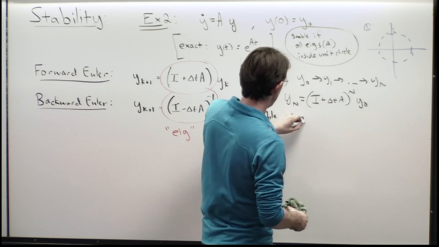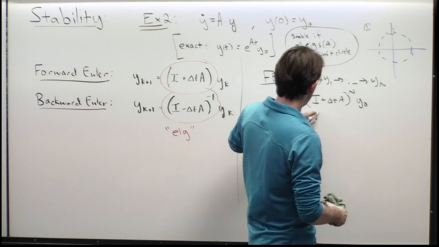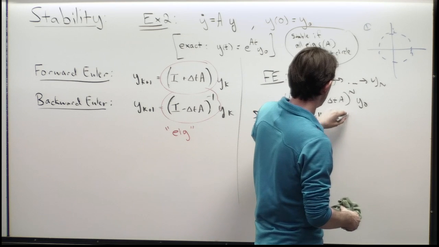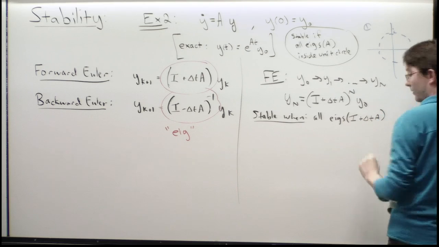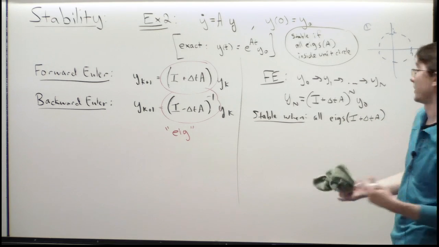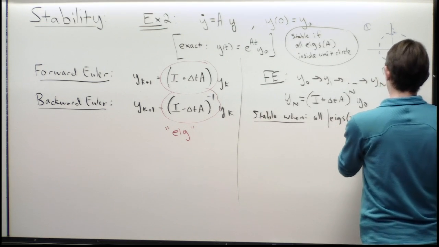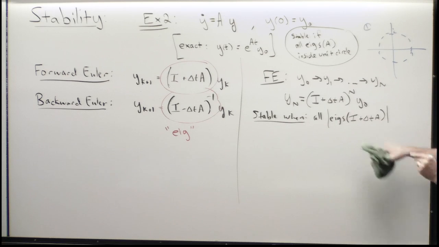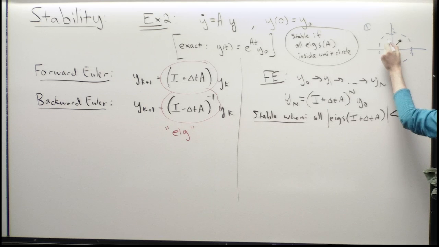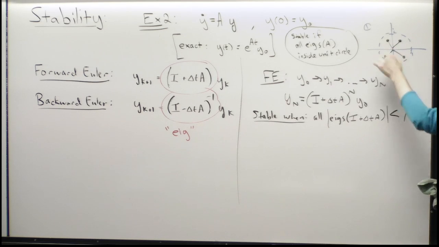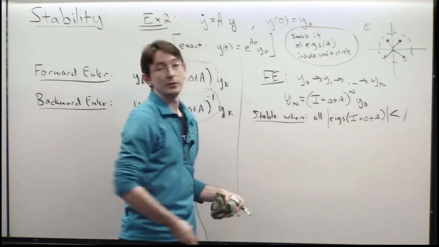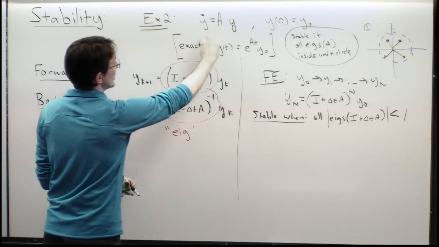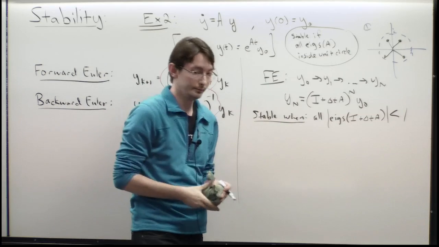Stable when all eigenvalues of I plus delta t A have magnitude less than 1. This is another way of saying the magnitude of all of the eigenvalues of this are less than 1. That just means that their length is less than 1 in the complex plane, and they're in the unit circle. Okay? So very little changed between a single equation, y dot equals lambda y, and a matrix equation.